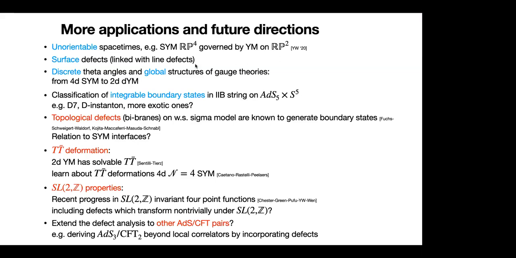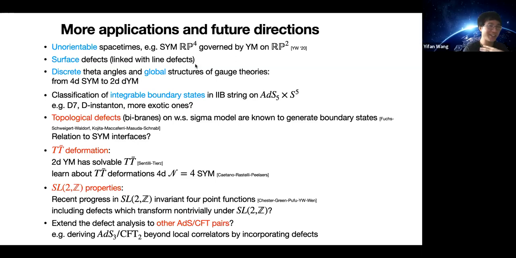Do these defect observables differentiate the global structures of the gauge group? Yeah, very good question. So there are two things I can say. First of all, if you consider this setup, surface defects linked with line defects, this will be sensitive to the global structure of the super Yang-Mills theory, the structure of the gauge group and the corresponding one-form symmetries, because some kinds of surface defects are actually the one-form symmetry generators, the topological Gukov-Witten type surface operators.